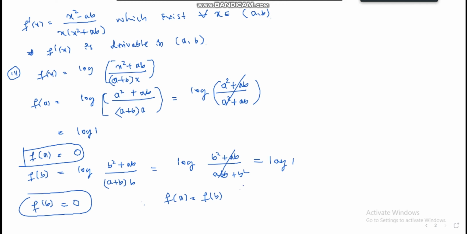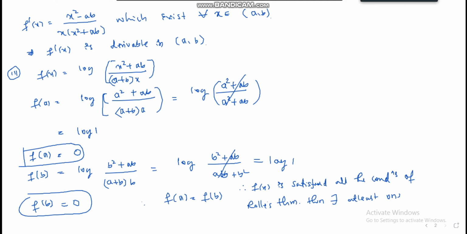So therefore we can write it down: f(x) satisfies all the conditions of Rolle's theorem, then there exists at least one point c that belongs to the open interval (a, b) such that f'(c) is equal to 0. Find the f'(c) here.